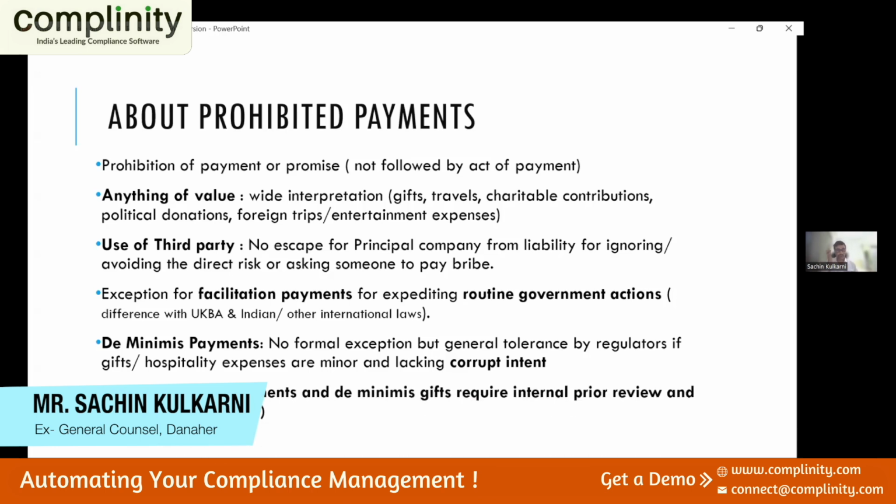Now, both these last points, the facilitation payments and these de minimis gifts, require prior review from relevant functions such as finance, legal, compliance, and any other relevant functions to make sure that the type of gift item is acceptable, the financial value is capped, the gift is reasonable, it is customary, and most importantly, there is no quid pro quo or there is no corrupt intent.